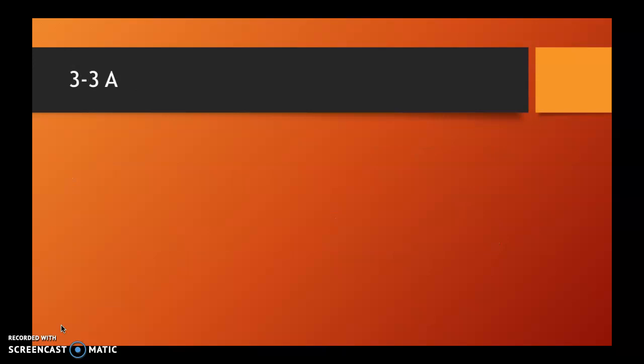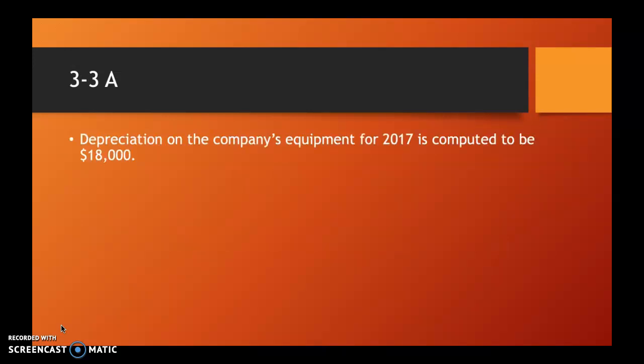For transaction A, it says depreciation on the company's equipment for 2017 was computed to be 18,000. For these, I will give you a second to pause. If you want to pause the video, that would be great, and you can try and figure out what you think the transaction would be. Then I will go over what the answer is and a little explanation. So for this one, you can pause now.